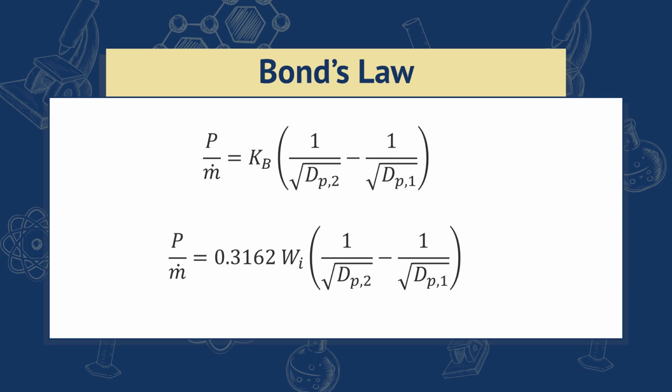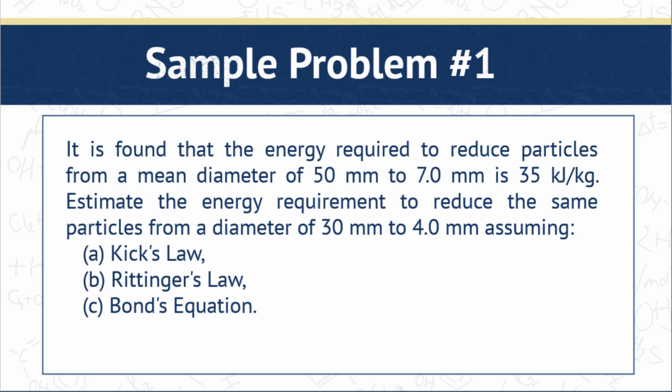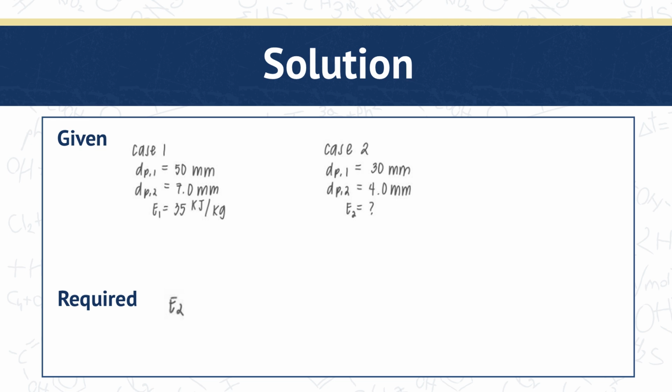Let's work through a few sample problems together to see how these equations work in practice. For the first problem, it is found that the energy required to reduce particles from a mean diameter of 50 millimeters to 7 millimeters is 35 kilojoules per kilogram. Estimate the energy requirement to reduce the same particles from a diameter of 30 millimeters to 4 millimeters, assuming A. Kick's law, B. Rittinger's law, and C. Bond's equation.